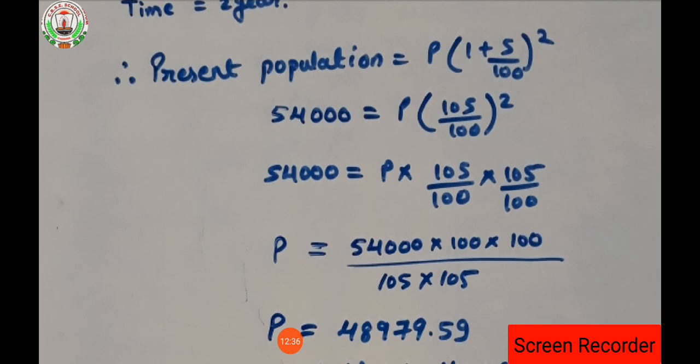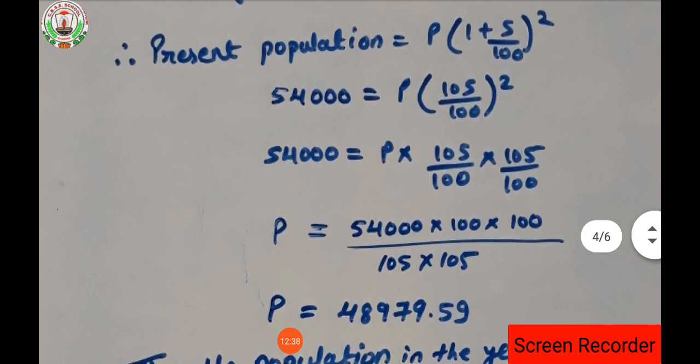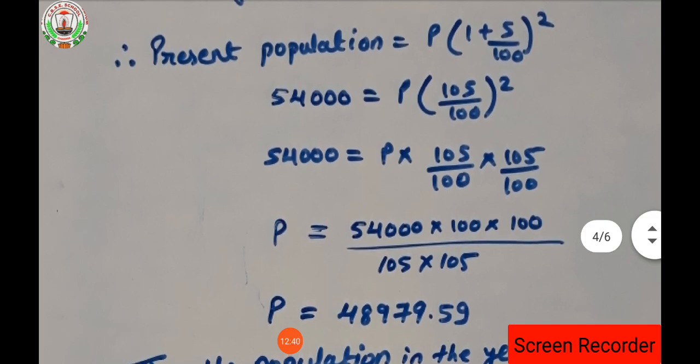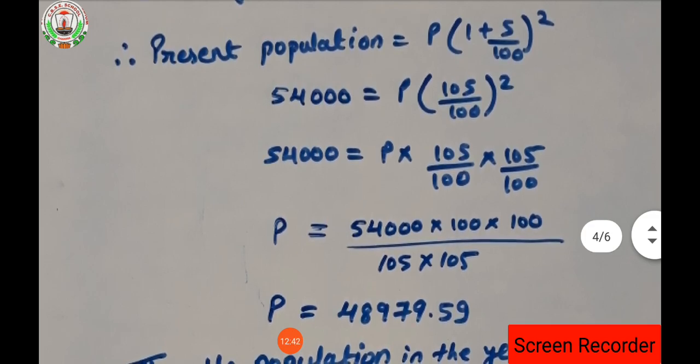Present population is given as 54,000. P is not the principal here. We are talking about the population here. In this formula, P is the population, not principal. So what is the present population? That is 54,000. What is P here? That is the population in 2001.